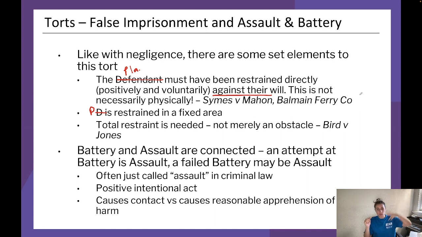Battery is about a positive intentional act that causes contact. Assault is that causes a reasonable apprehension of harm. "I'm gonna get you" may be too vague. Actually, there's a case that determines that vagueness is okay if there is that reasonable threat. So that's what those two are.